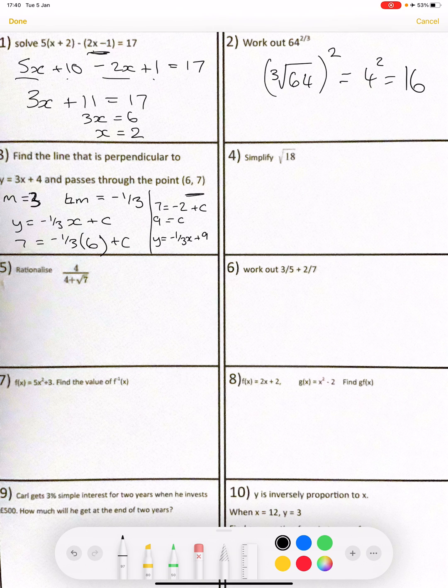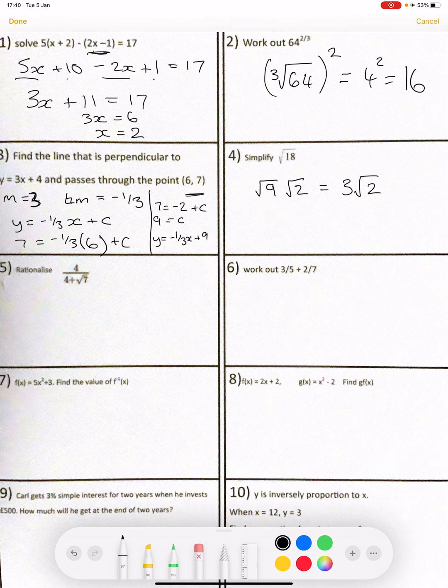Question number 4. This is simplify root 18. So I need to find the biggest square number that goes into 18. So that is 9. I can rewrite this as root 9 times by root 2. The square root of 9 is 3. So it becomes 3 root 2.